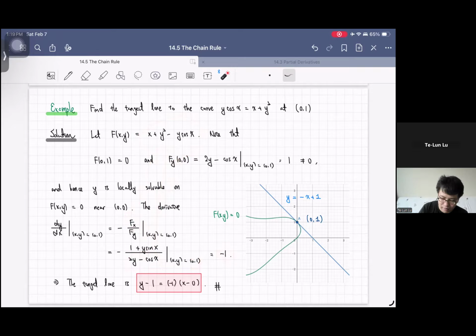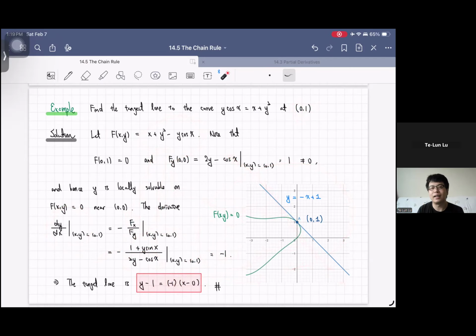So minus 1 is basically the slope of the tangent line, right? So you have y minus 1, the 1 comes from here, times minus 1 comes from here, x minus 0, 0 comes from here. And the graph looks like this. This is f(x, y) being 0. That is actually a very, very straight curve. And the tangent line looks like this.